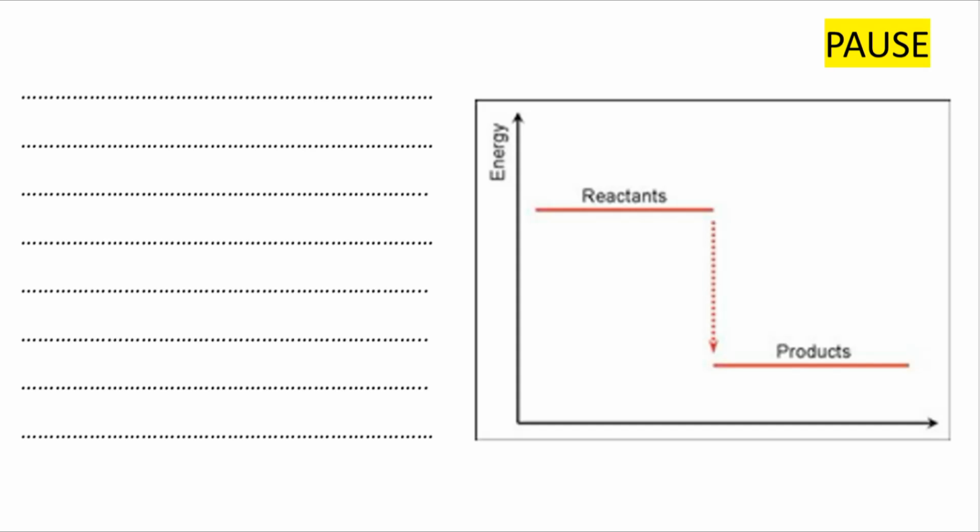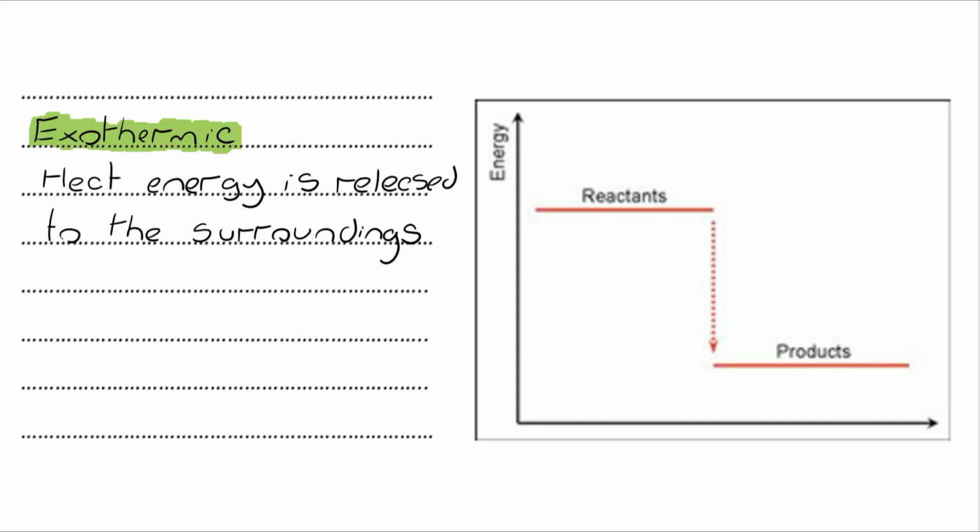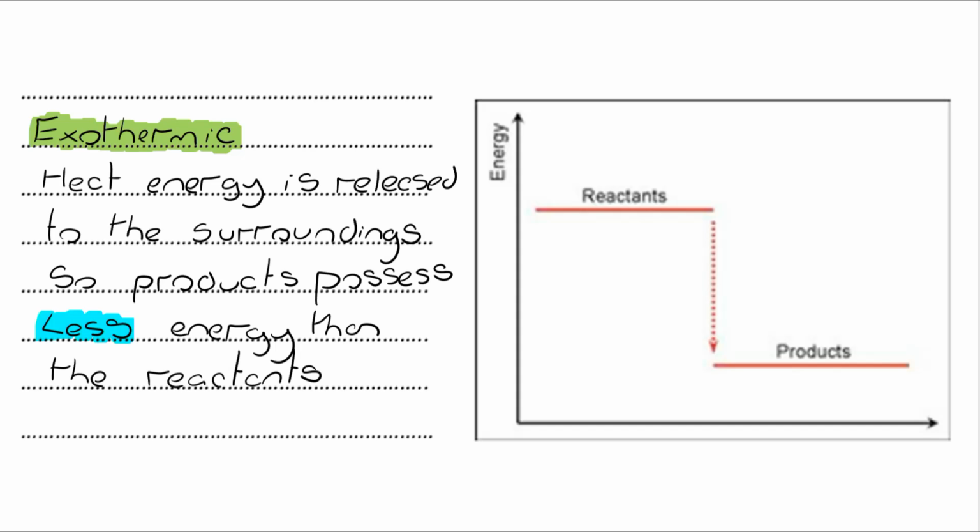And again, we start off with what's probably quite obvious because we know what the endothermic looks like. We can see, in this case, the products are lower. So we know that this one is going to be exothermic. Why is it exothermic? Well, from the definition, heat energy is released to the surroundings. So we're losing heat energy. And as we can see here, the products possess less energy than the reactants do.